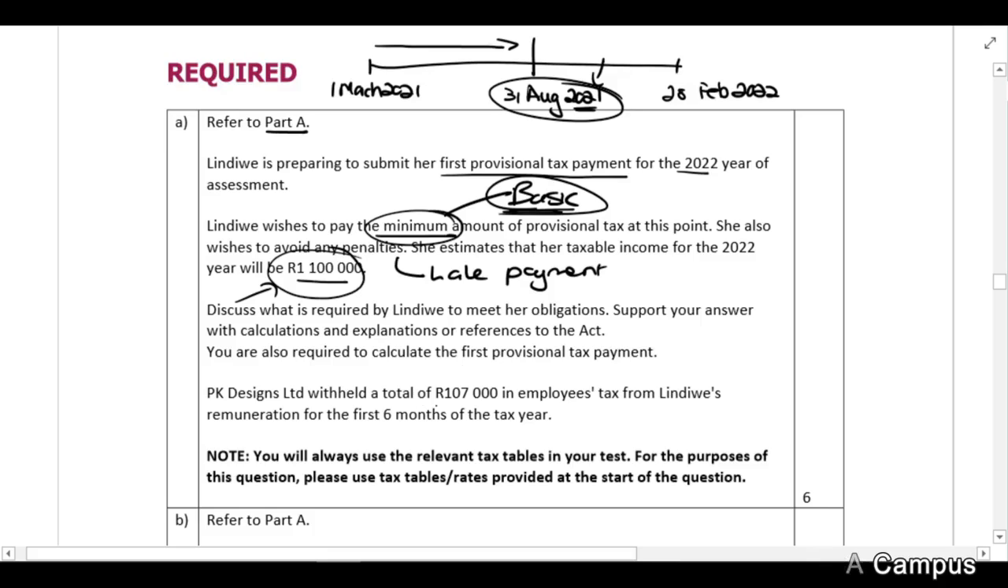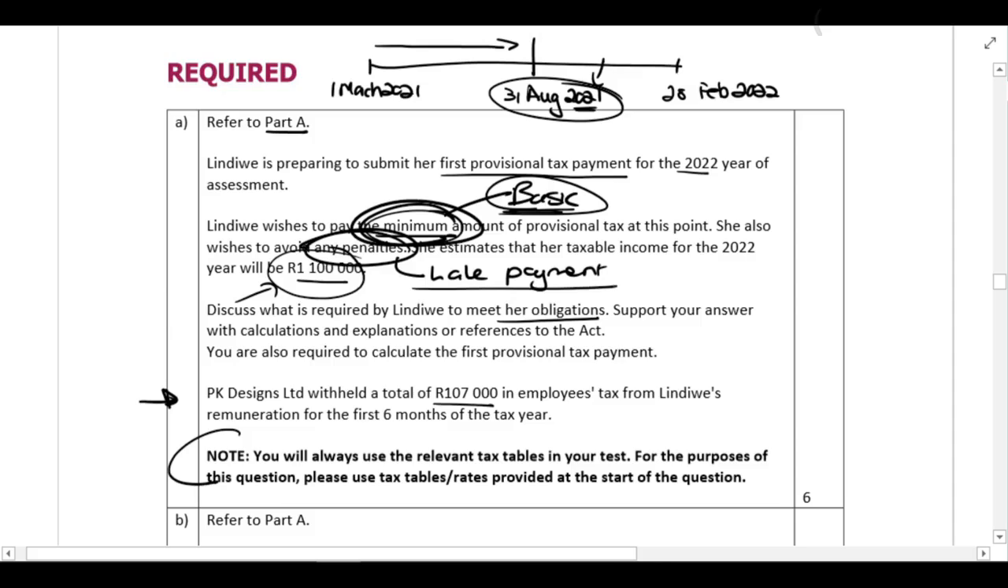PK Designs withheld a total of 107,000 rands in employees' tax from remuneration for the first 6 months of the year. And I just remind you that you'll have to use the tax tables at the start of this question. Okay, so let's talk about it. So what do we have to answer? We have to do the calculation. We have to discuss what she needs to do to meet her obligations. And what does she want to do? She wants to pay the minimum amount and she wants to avoid any penalties. So you have to talk about the late payment. So basically all you say, to avoid penalties, she needs to pay it on time.